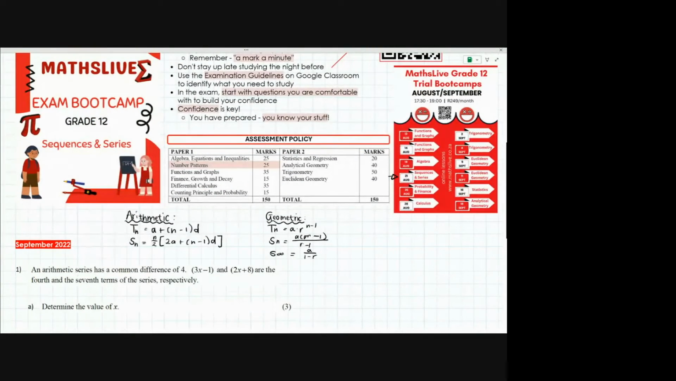Oh, sorry, Camilo, I see your hand. What's up? Ma'am, could you please explain for the sum formula for the geometric, there's about 2. With this, I think one of them is 1 minus R and the other one is the one that you wrote there. Like, when do we use the other one?